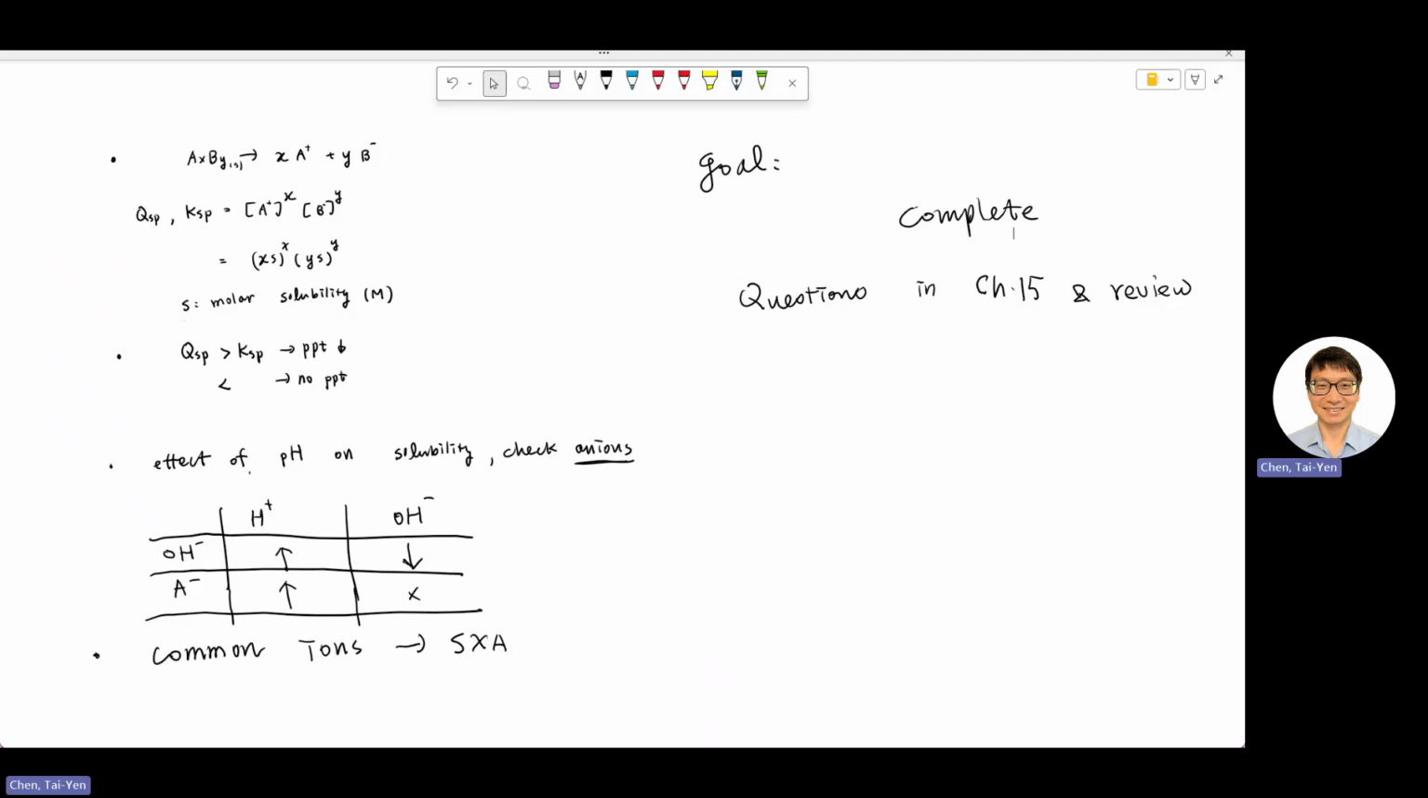On the board is actually the things that I summarized for you. These are all the contents that we're going to learn for chapter 15. So the goal of today is to finish this chapter. Okay, we're going to finish this today. That means you're going to have all the things you need for your midterm 2.